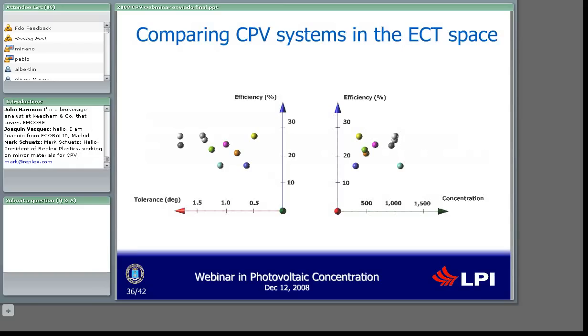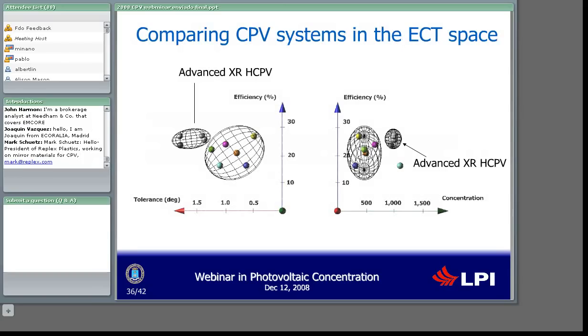And when looking at it, especially in the 3D space that is not shown here, we can distinguish the advanced XR concentrator providing these points, which has already proven high electrical efficiency. And as we can see here, it is not only superior to most of the others in efficiency, but especially superior in tolerance and concentration. So this is why advanced concentrator optics can help with respect to classical ones.